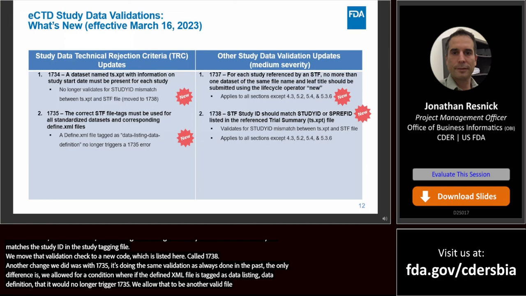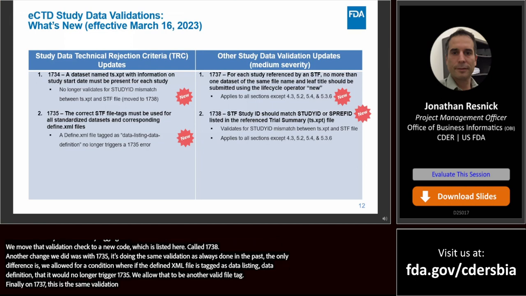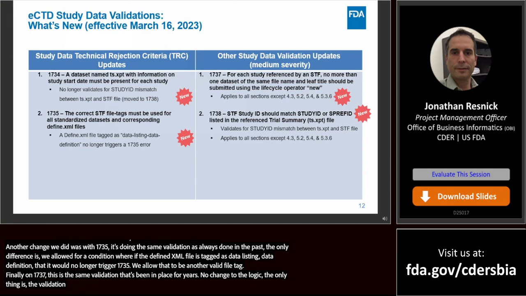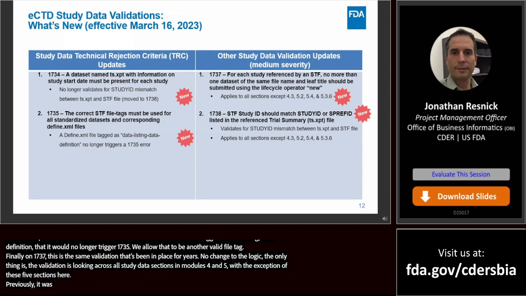Finally, on 1737, this is the same validation that's been in place for years. No change to the logic. The only thing is the validation is now looking across all study data sections in modules 4 and 5, with the exception of these five sections here. Previously, it was only looking at the TRC sections.